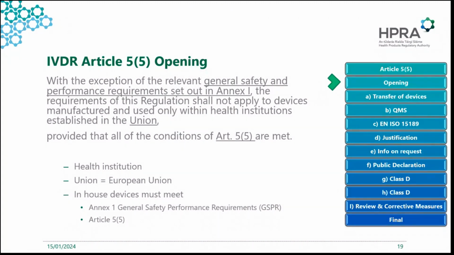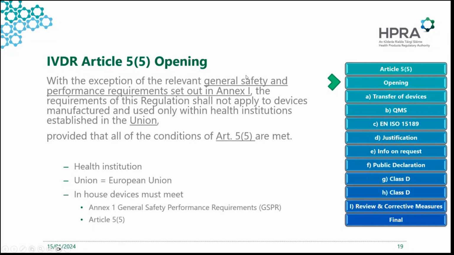So it outlines, with the exception of the relevant general safety and performance requirements set out in Annex 1, the requirements of this regulation shall not apply to devices manufactured and used only within health institutions established in the Union, provided that all of the conditions of Article 5.5 are met. So what does that actually mean? Well, it means that only health institutions within the European Union can actually take this approach. That's the first point. The next point is that the relevant general safety and performance requirements apply for in-house devices.